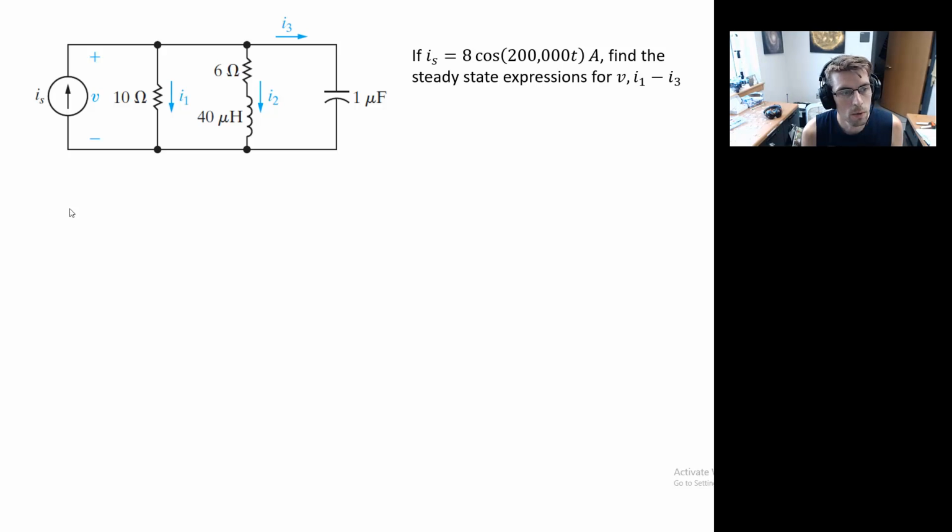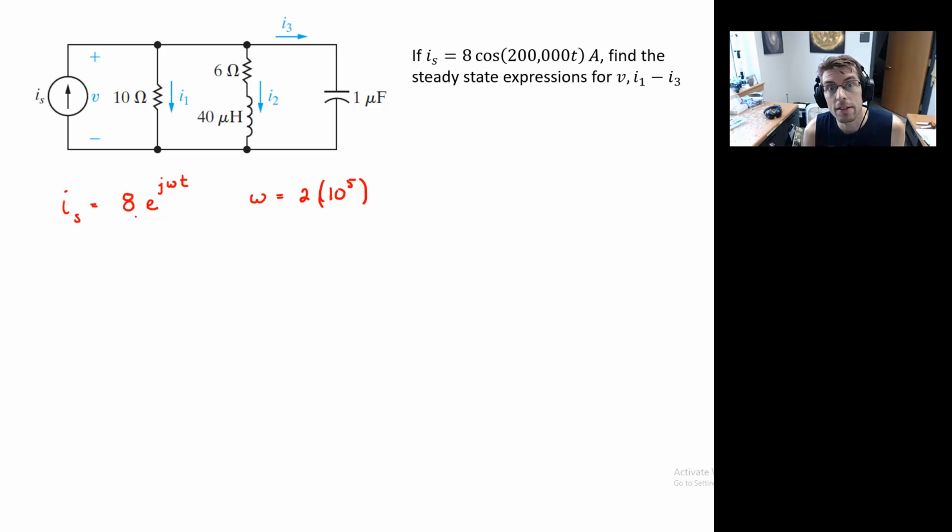And so let's go ahead and write the source as this rotating vector, if you will, in the complex plane. So I will write it 8, the magnitude stays the same. And essentially I'll write it as e to the j omega t. And here I'm using omega as being equal to 2 times 10 to the 5th, the value that's given in the body of the problem. Okay.